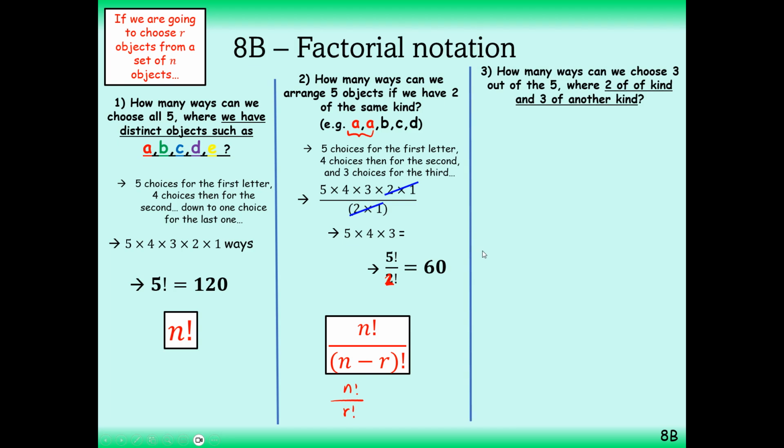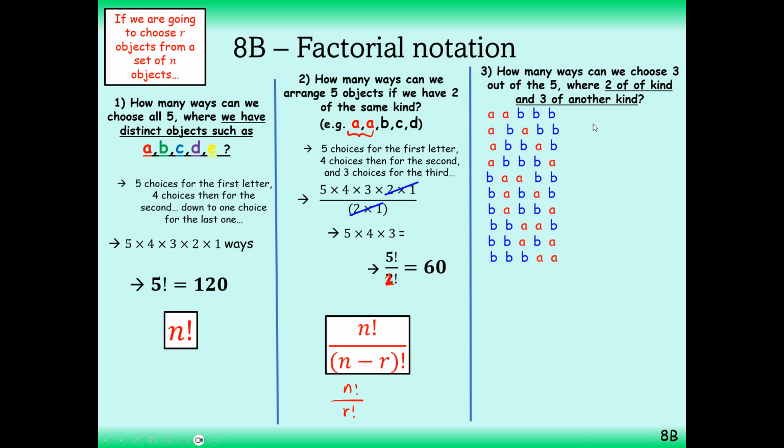So the next thing is what is applicable to binomial expansion. Let's say you've got 5 objects. A is indistinguishable from A, and B is indistinguishable from B, and you want to see how many ways there are to rearrange them.